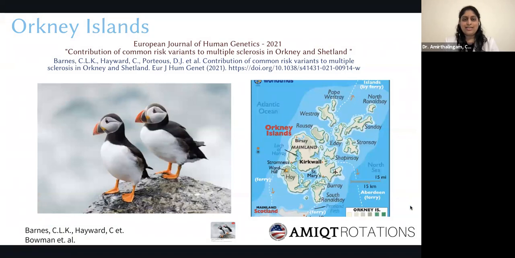So the Orkney Islands: what is this mysterious relationship between multiple sclerosis and Orkney Islands, and why is there such a high global prevalence for this part of the globe? Recent research, particularly clinical trials published in June 2021 in the European Journal of Human Genetics, have examined exactly this. The title of their paper is Contribution of Common Risk Variants to Multiple Sclerosis in Orkney and Shetland. They examined to see if there were any predisposing factors that could be attributed to patients living in this particular part of the globe.